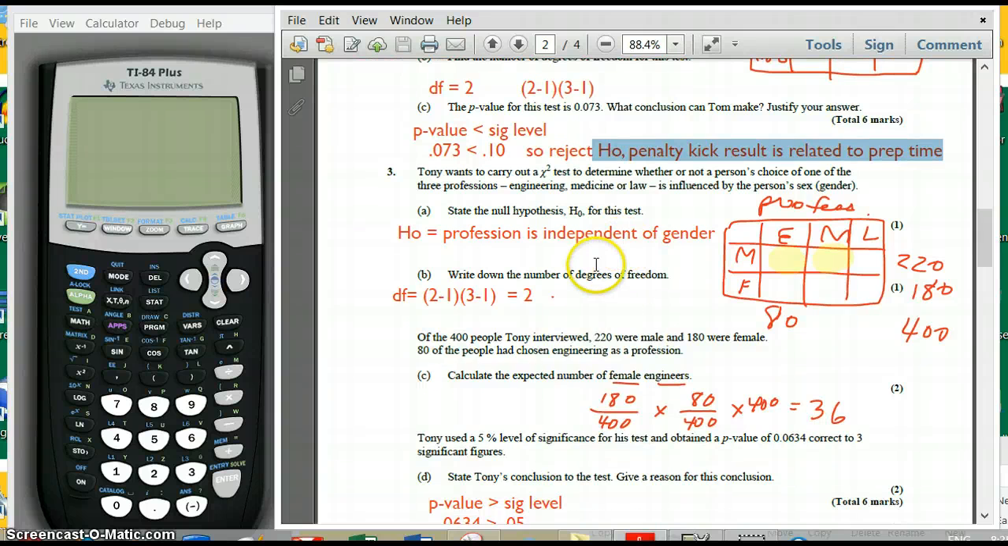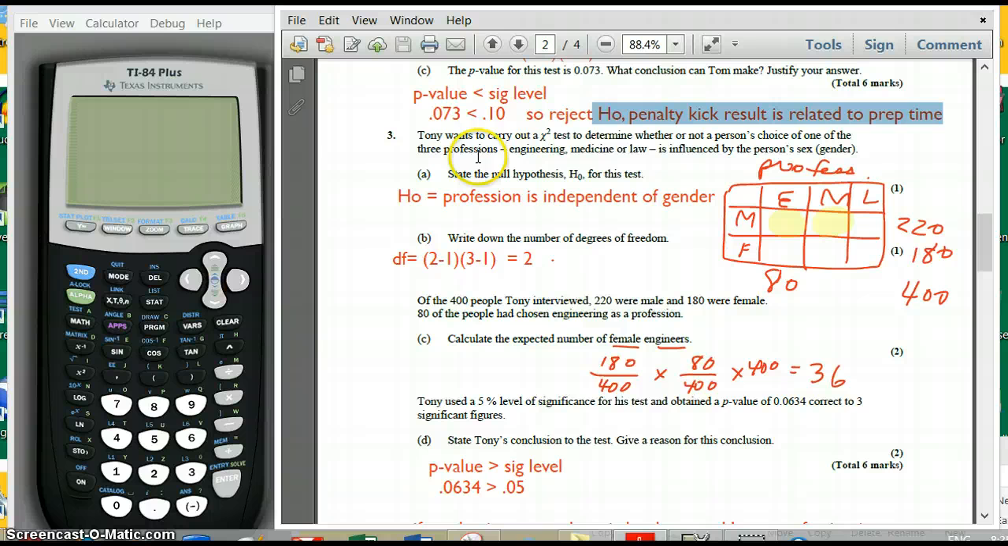Number 3. Maybe we could do half of this one. Tony wants to carry out a chi-square test to determine whether or not a person's choice of one of the 3 professions, engineering, medicine, or law, is influenced by gender.